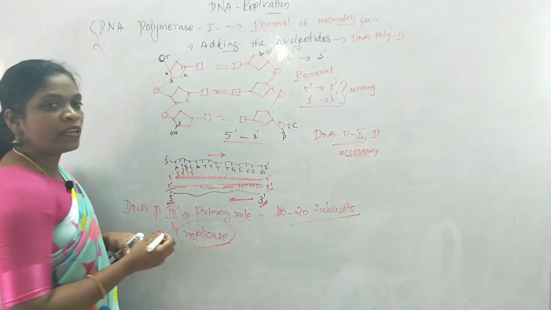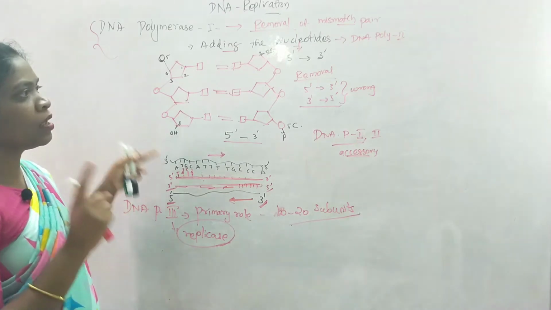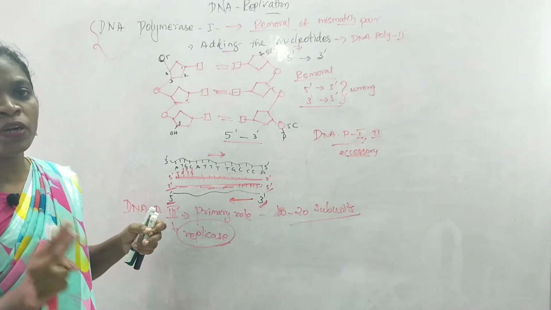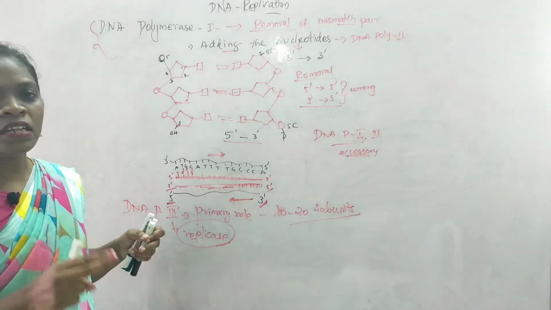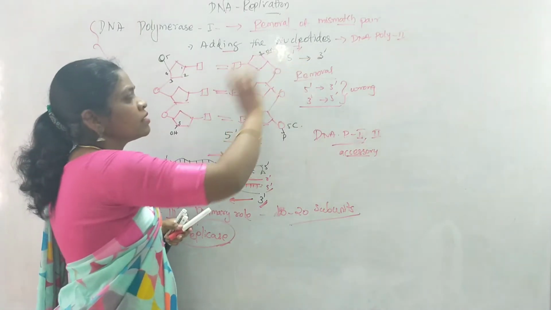This DNA polymerase 3 is also known as replicase. When we compare all these three, DNA polymerase 1, DNA polymerase 2 and DNA polymerase 3, these three enzymes will add the nucleotide from 5' direction to the 3' direction.